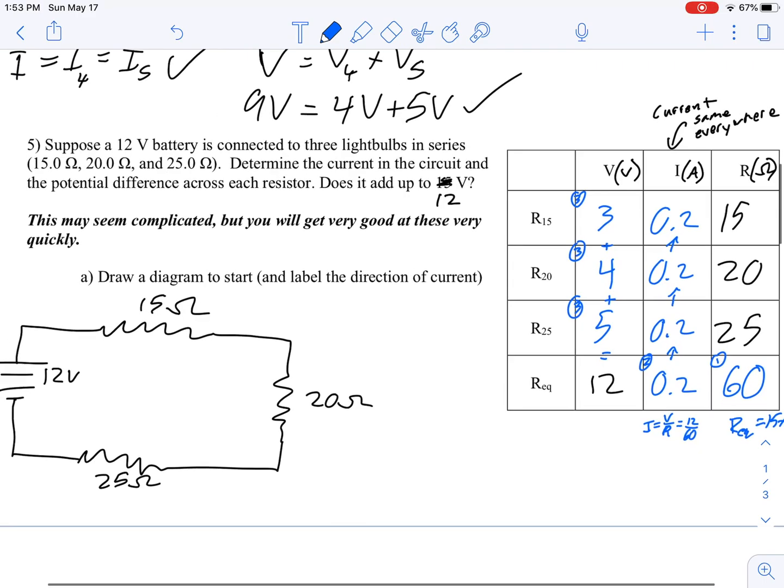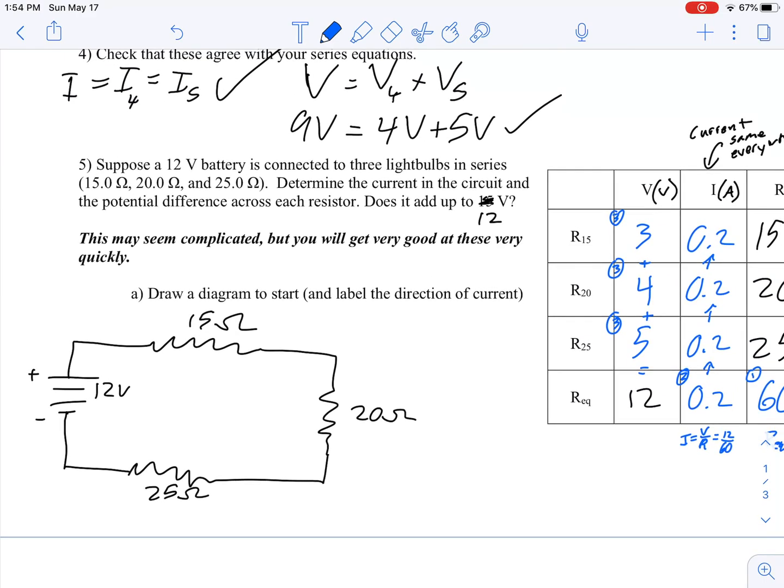All right. So I like to put the values in. Let's just kind of draw everything going on here. So current's going around this way. Okay. The 15 ohm resistor has 0.2 amps and 3 volts. The 20 ohm resistor has 0.2 amps and 4 volts. And the 25 ohm resistor has 0.2 amps and 5 volts.